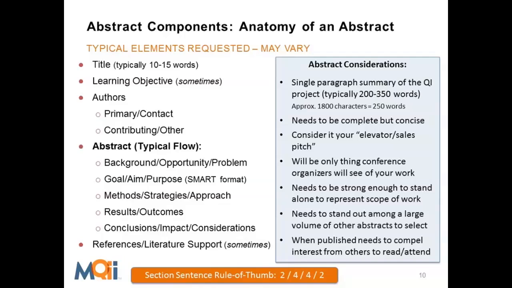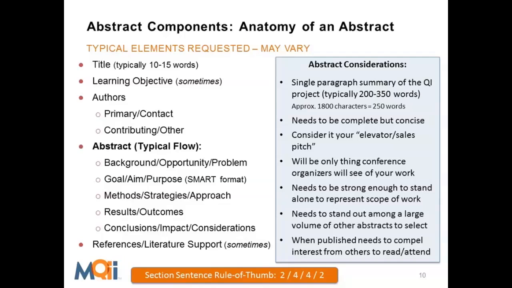And then your results and outcomes, which is very important. They want to know the impact of what you did. In many cases, they also want a conclusion or impact to the profession or future considerations. There have been a couple of abstract submissions where they also wanted references listed or literature support. Not all of the submissions want the literature, so you just need to look and see what their guidelines are. And then on the right-hand side, just some other considerations.